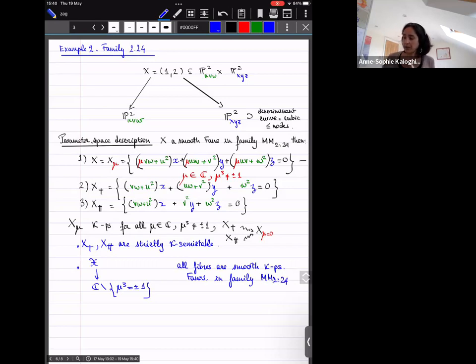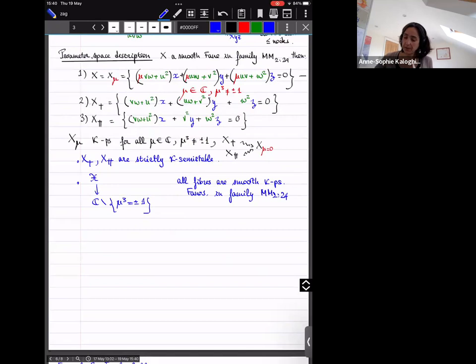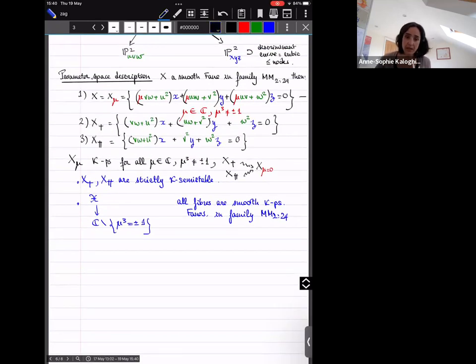Okay, so here the theorem that we proved. So here, this is essentially my first step of the general approach, where I found a family over an affine curve that parameterizes all smooth K-polystable Fanos. So here we can just forget about X dagger and X double dagger, because we've seen that they are not K-polystable, they are strictly K-semistable.